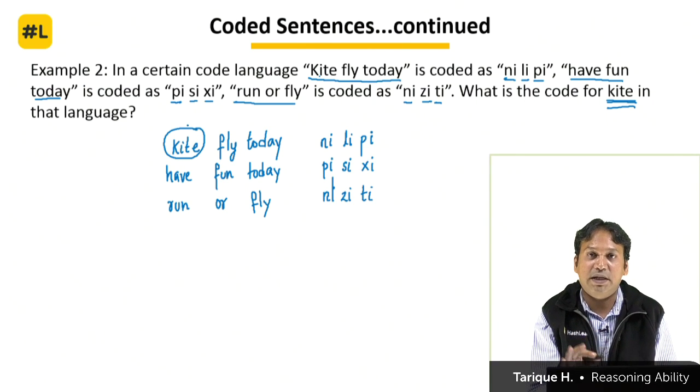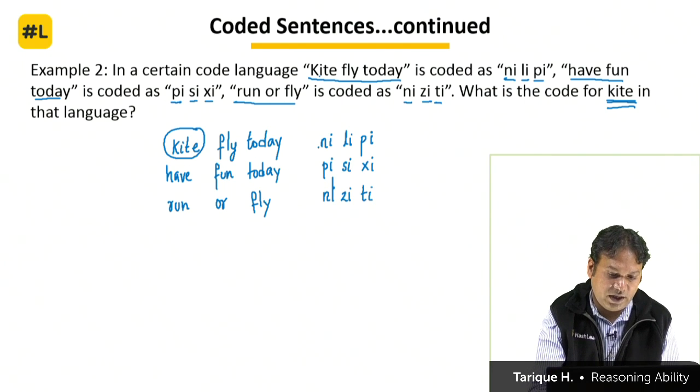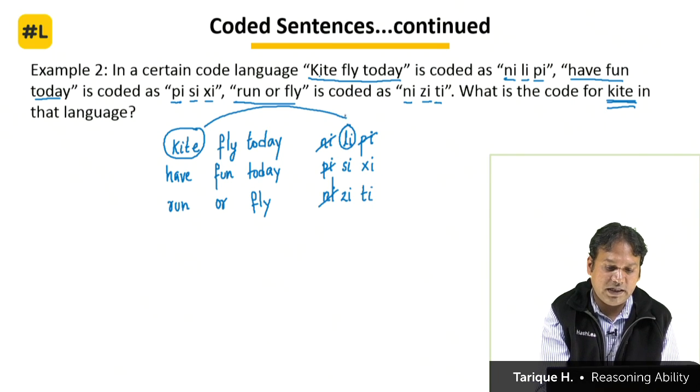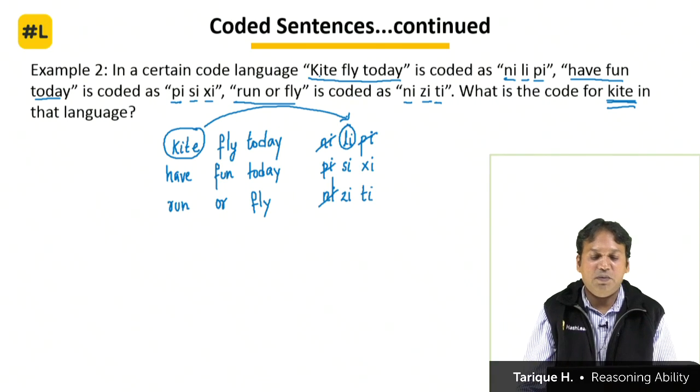Kite is used only once in the first sentence. So any code repeating cannot be the code for kite. So NI gets cancelled, PI gets cancelled, answer is LI. So the code for kite is LI. Two simple examples we have seen, very easy to solve.